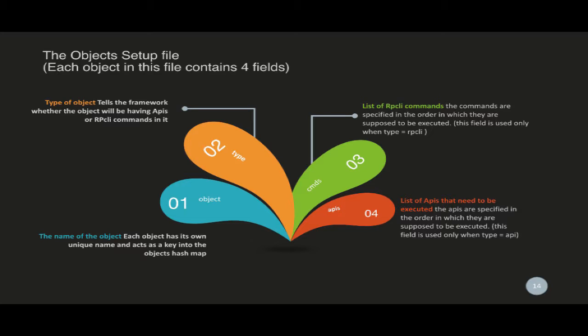Then the second field is the type of the object, that tells the framework whether the object will be having APIs or will be issuing RPCLI commands. Then the third field is the list of RPCLI commands if it is an RPCLI object.